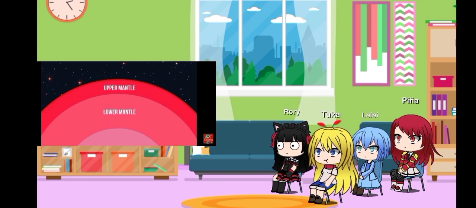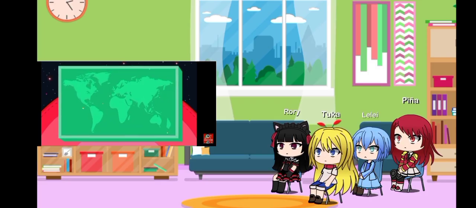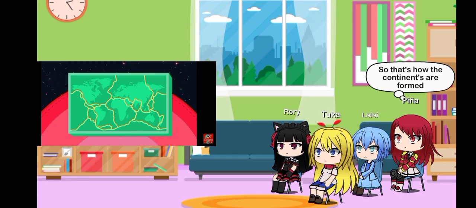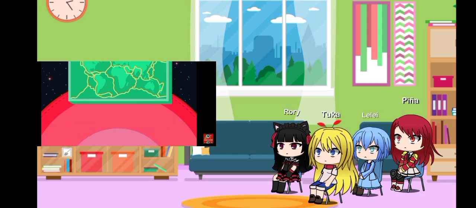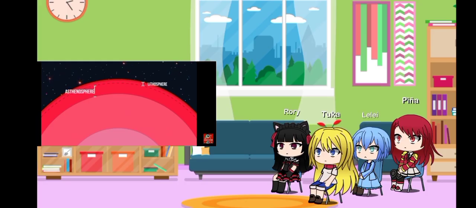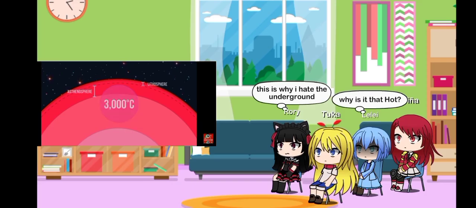The outer part of the upper mantle is like the crust, but much cooler and rigid. The crust and outer upper mantle together is called the lithosphere. The lithosphere is broken into large pieces, which make up Earth's tectonic plates. These plates sit on the inner part of the upper mantle called the asthenosphere. The rock here is softer and partially molten as temperatures rise to 3,000 degrees Celsius.